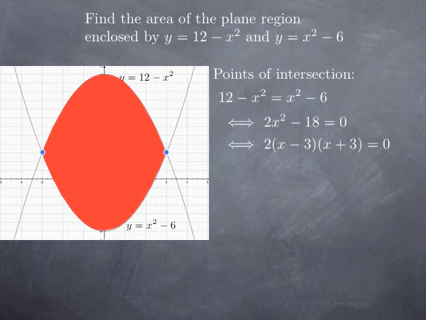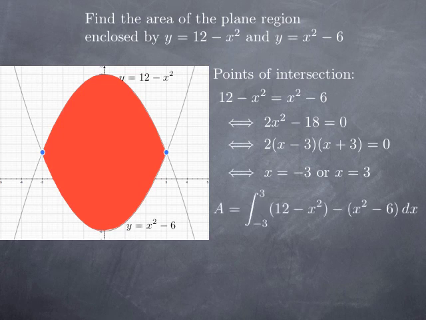Putting everything on one side gives us 2x squared minus 18. I can factor 2, I get 2 times x squared minus 9, which factors further as x minus 3, x plus 3, which confirms what we have seen on the picture, that the points of intersection have x-coordinate -3 and 3. What that means is that this red area is obtained as the integral from -3 to 3 of the graph that is above the other on that interval, and that's 12 minus x squared, minus the graph that is below, which is x squared minus 6.